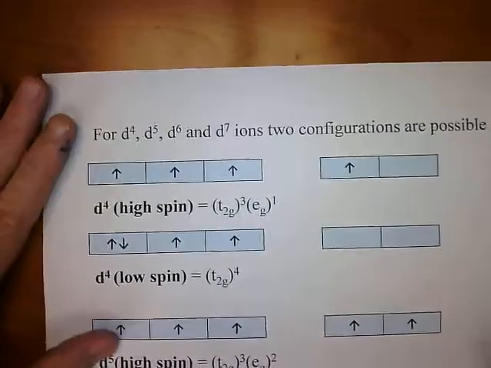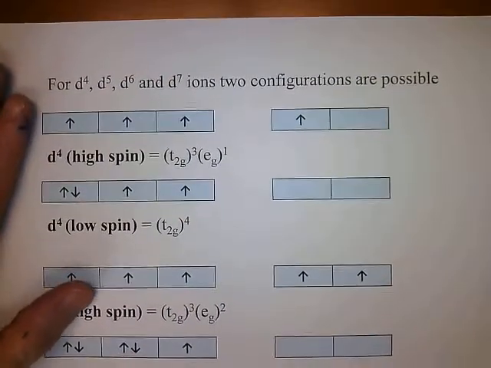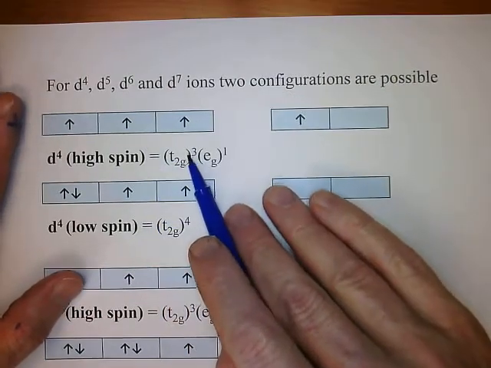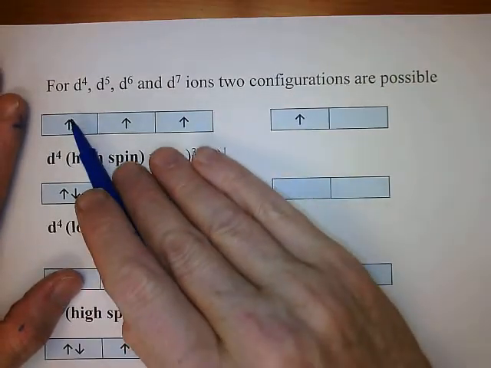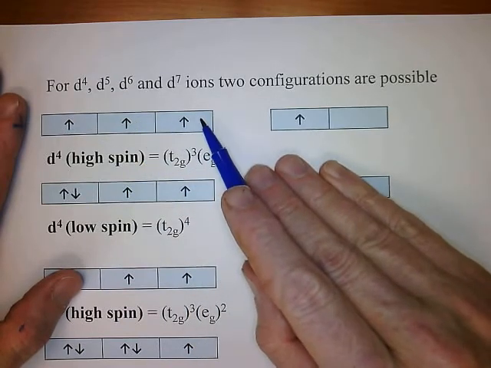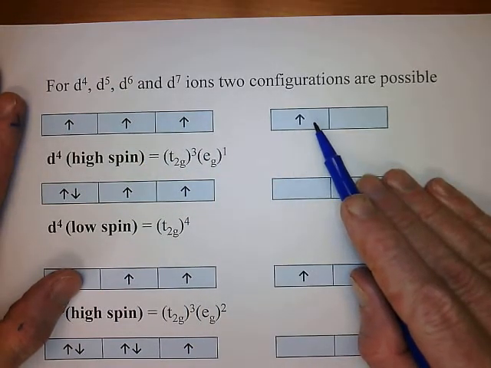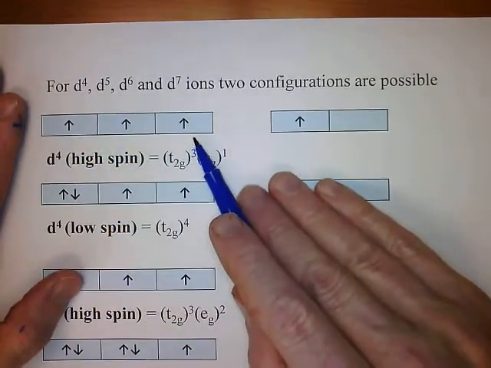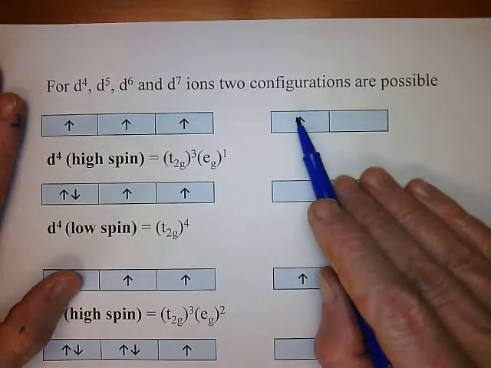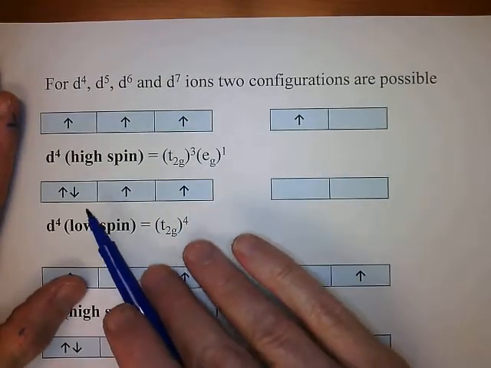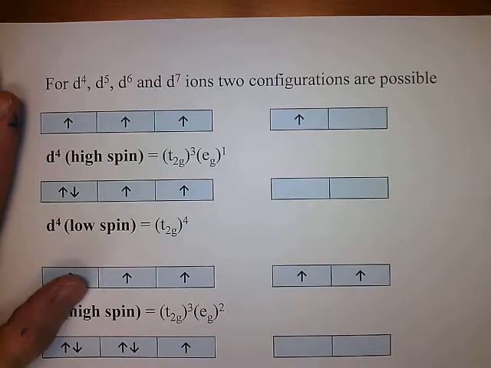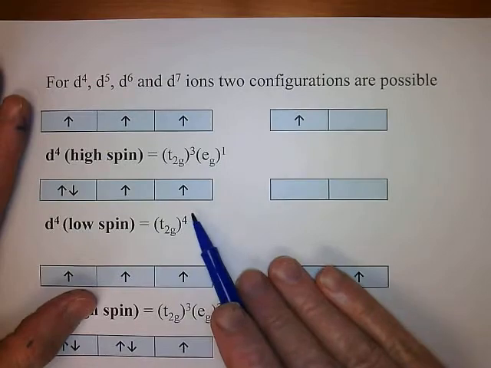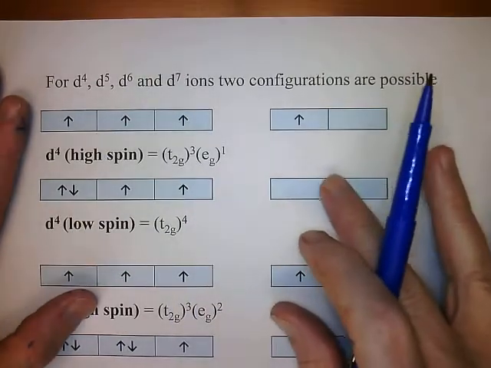It's not until we get to D4 that we have the first case with two configurations. If we're going to write the high spin ion, we'll simply go 1, 2, 3, and 4, so our electron configuration for the high spin would be t2g3, eg1. If we write the low spin, remember, the t2g orbitals are filled first before we can jump up here.